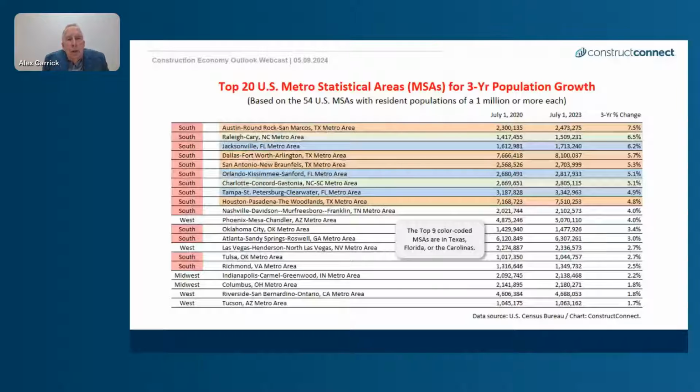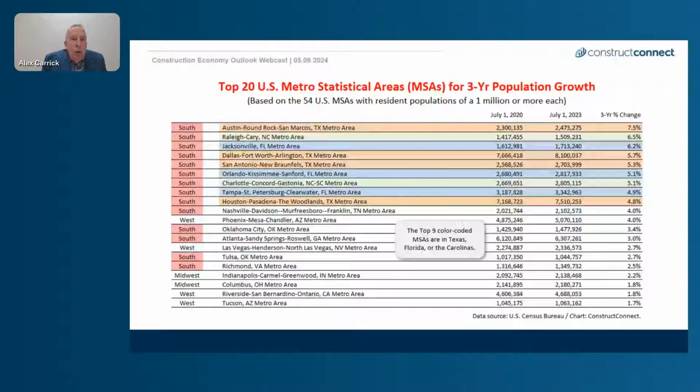And the first color coding is to the far left. And all those cities are in the South. And there's 14 of them that are shaded sort of pink there. And this is the South as defined by the Census Bureau. But I think most people would consider that Phoenix is also in the South, and Las Vegas, and Tucson, Arizona. They're called West by the Census Bureau, but they're really in the South. So of the 20 top cities, 17 of them are in the South.